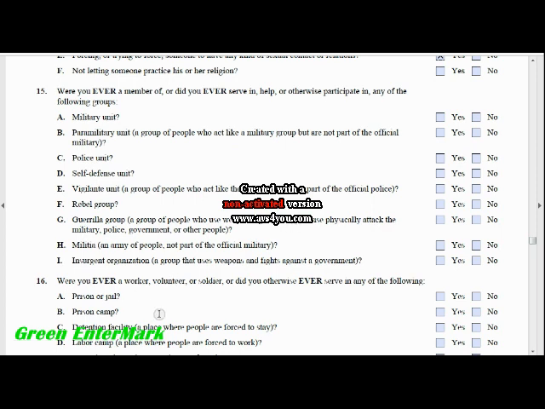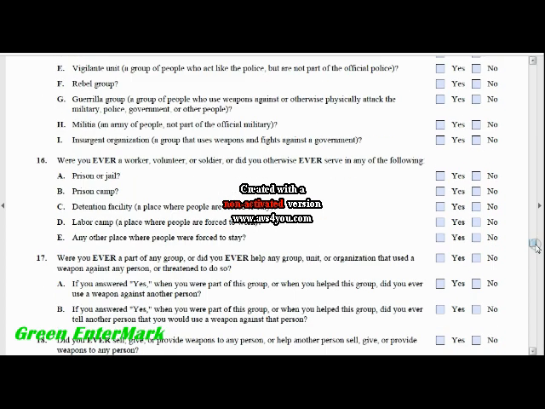Okay. Were you ever a worker, volunteer, or soldier, or did you otherwise ever serve in any of the following? Prison or jail, prison camp, detention facility, labor camp, or any other place where people were kept. You have to mention if you had a job in any prison, jail, or similar place. Yes, no, or otherwise, just mention it.